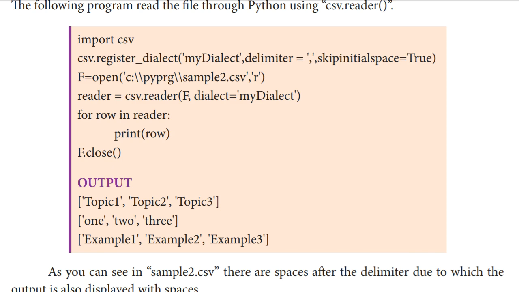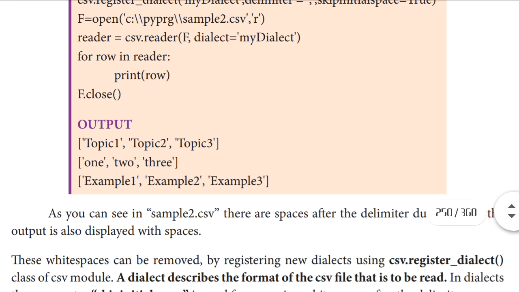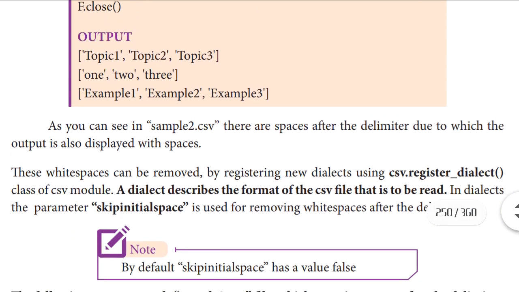Here we gave it as True. So when I am executing this program, I can see the output. It's like a normal output. There is no space mentioned here, so spaces are omitted. As you can see in sample2.csv, there are spaces after the delimiter, due to which the output is also displayed with the spaces. These white spaces can be removed by registering new dialects using the csv.register_dialect class of the CSV module.